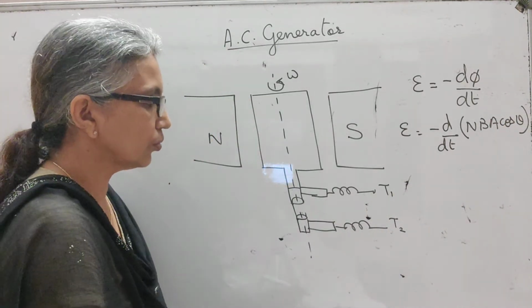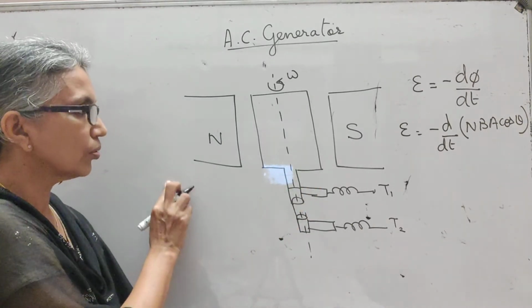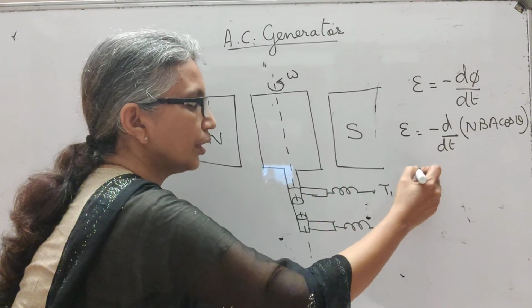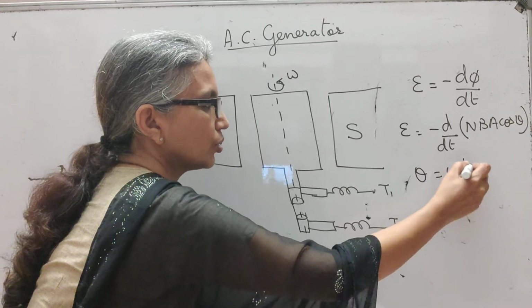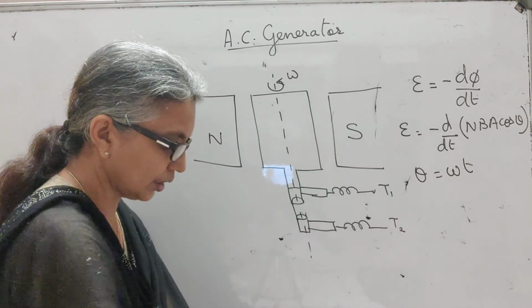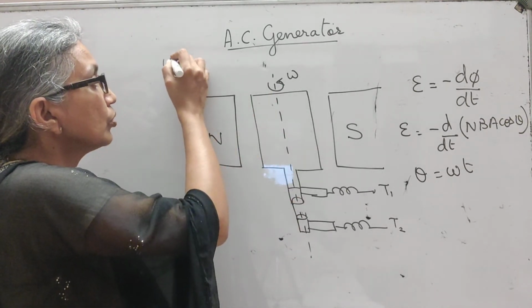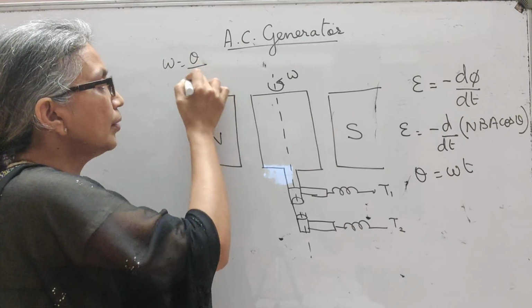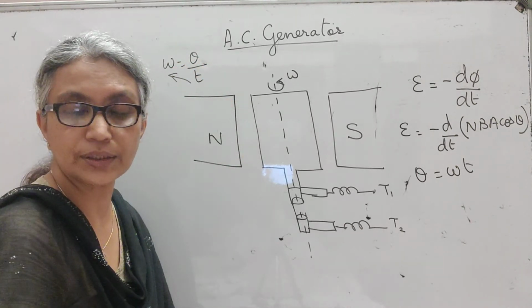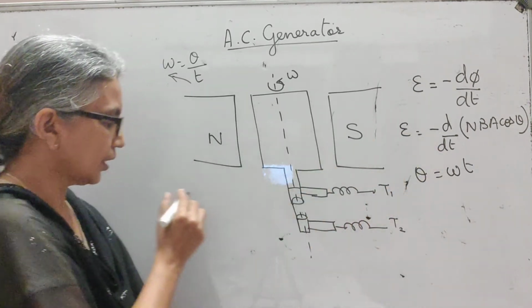Okay. Now, I'll write here. So, theta, as you know, is omega into t. Why? Because in 11th standard I have taught you angular velocity omega is equal to angular displacement by time. So, angular displacement theta can be written as omega into t. So, I am replacing that.